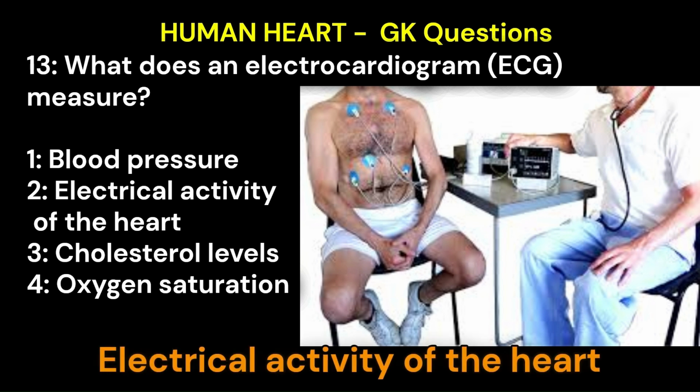An ECG records the heart's electrical signals, helping diagnose arrhythmias, heart attacks, and other conditions. The P wave, QRS complex, and T wave represent different phases.